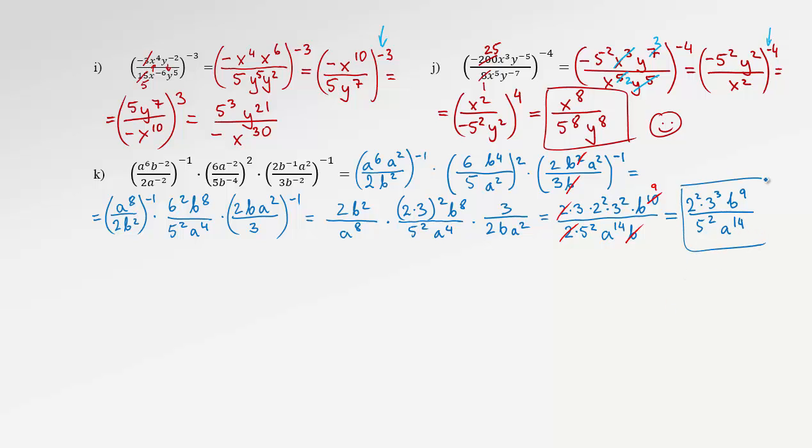There's nothing else to do here. Obviously, if someone wants to evaluate those numbers, that's okay as well. That will be 9 times 4, there will be 36b to the 9 over 25a to the 14. Both forms are fine for the final answer.